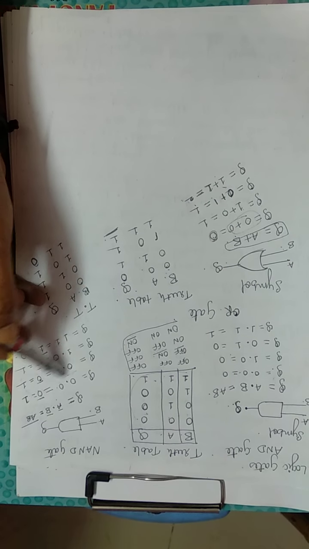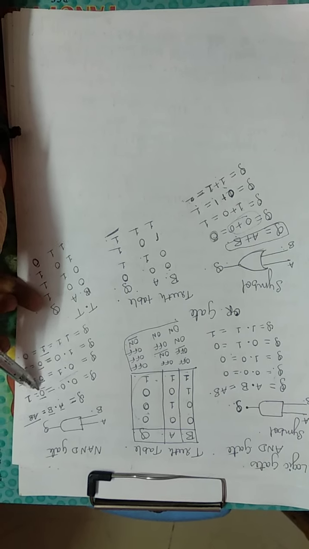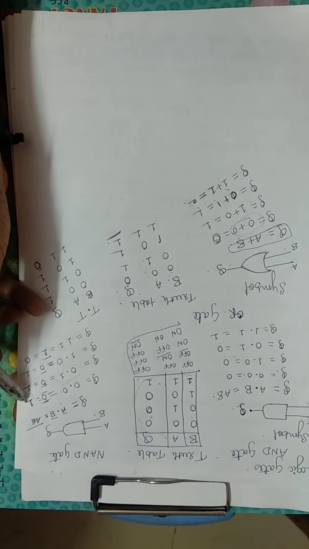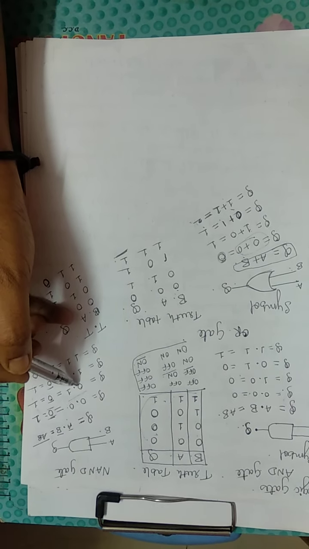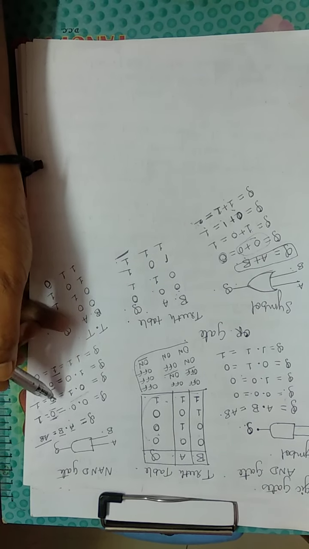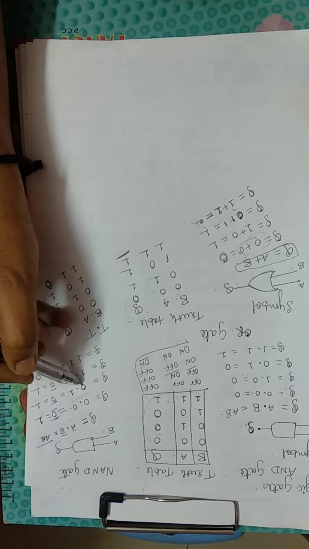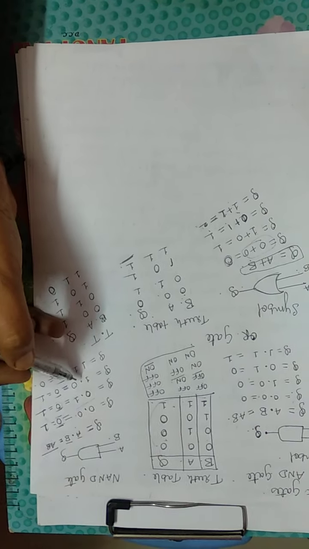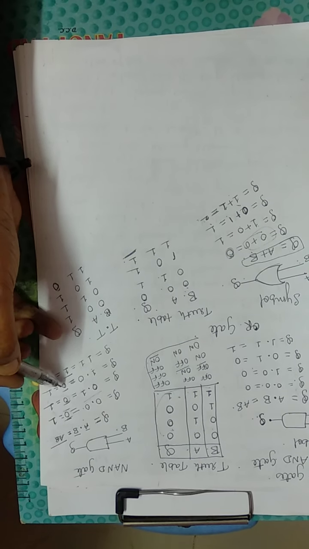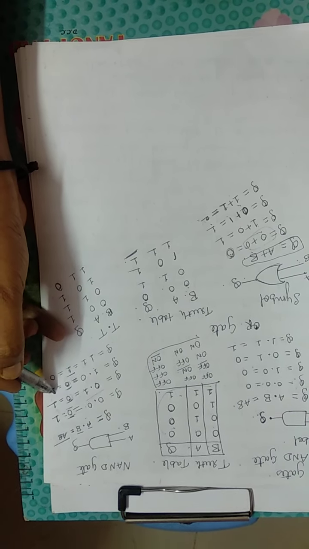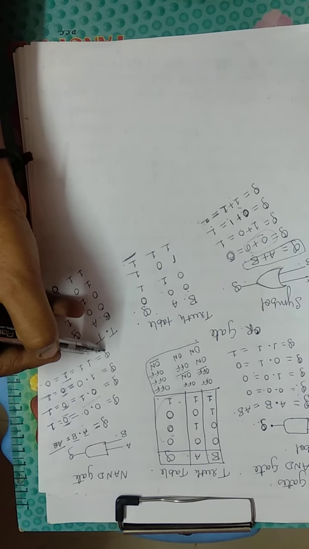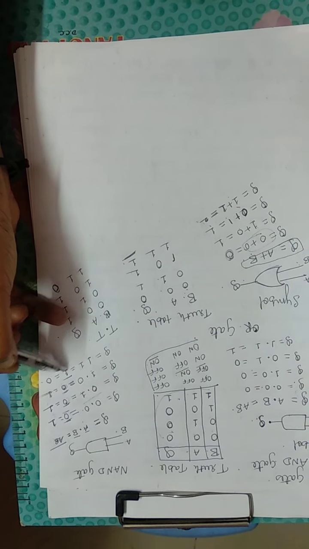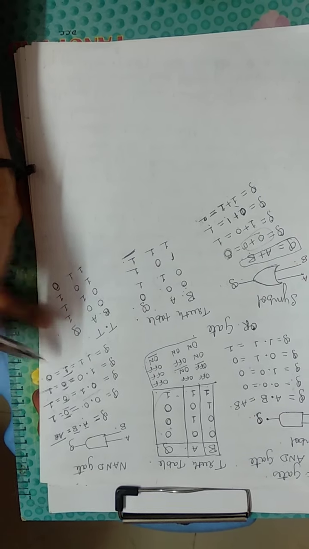So when both the inputs are 0, 0 into 0 will be 0, but the 0 bar will be 1. As I said, it will act as a NOT gate, or inverted. So Q is equals to, when one input is 0 and one input is on, 0 into 1 is 0, and the bar of this 0 is 1. Next is 1 into 0, so the bar of this 0 is 1. Q is equals to 1 into 1, so the bar of this 1 is 0.